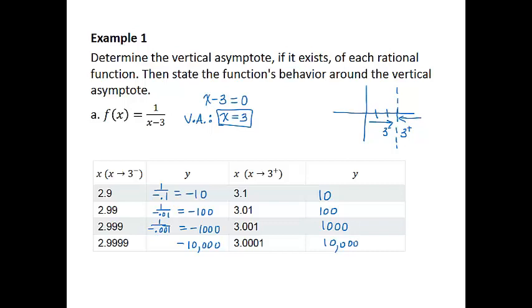So we can see that as x is approaching 3 from the left, the y values continue to get larger in the negative direction, so those are approaching negative infinity. As x is approaching 3 from the right, the y values are getting larger in the positive direction, so those numbers are approaching positive infinity. So what we would expect to see is from the left side of the graph is going down as we get to that asymptote, and on the right side it's actually coming closer and closer and going upward.